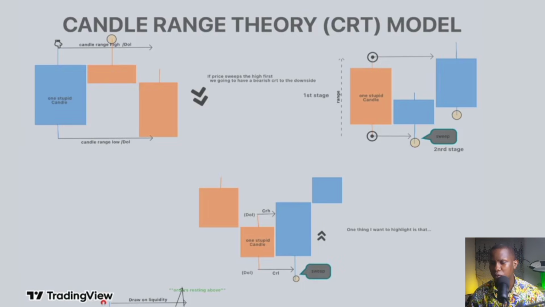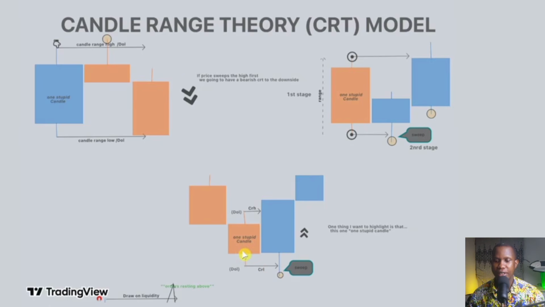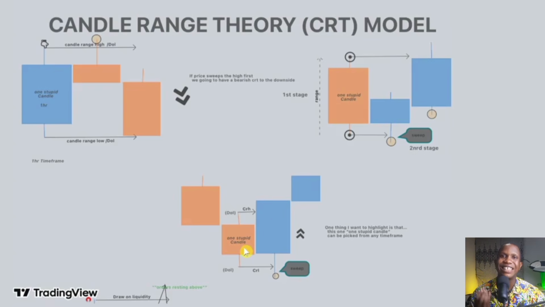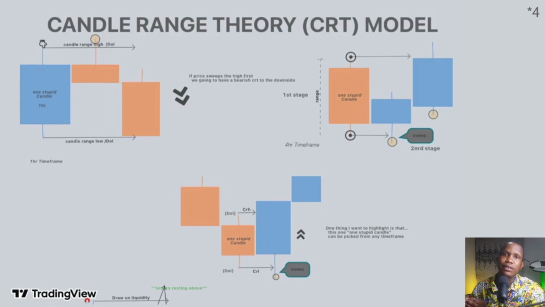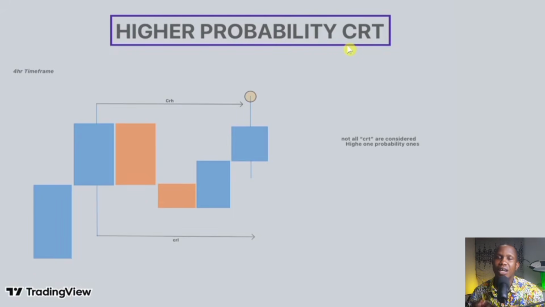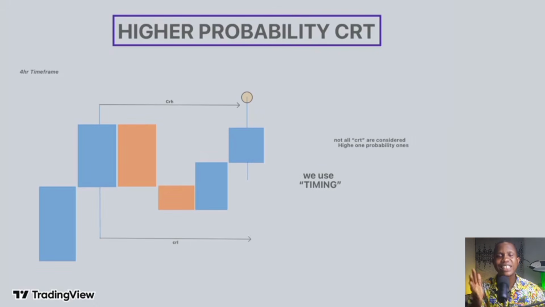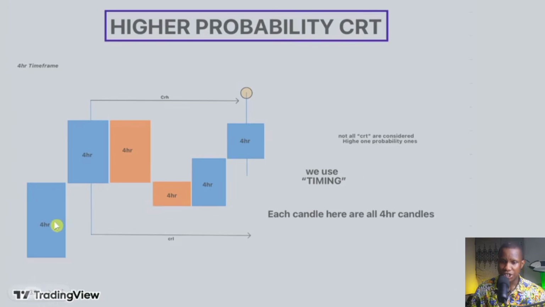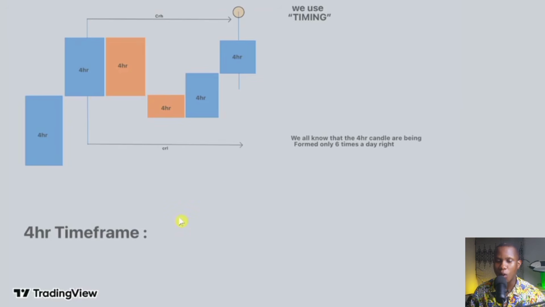So one thing I want to highlight is this one stupid candle can be picked from any time frame, guys. We're going to be using the 4-hour time frame from now onwards, because the trade I took at the end of this video is from the 4-hour time frame. So let's look at how we can get higher probability CRT models, because not all CRT models are higher probability. To get higher probability CRT, we use what we call timing, guys. Each candle right here is a 4-hour candle. That is the 4-hour time frame now.